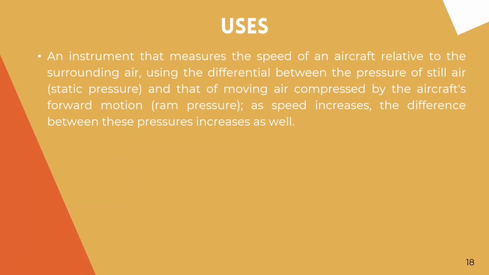The uses of airspeed indicator. An instrument that measures the speed of an aircraft relative to the surrounding air using the differential between the pressure of still air, that is static pressure, and that of moving air comprised by the aircraft's forward motion, that is the ram pressure. As the speed increases, the difference between these pressures increases as well.